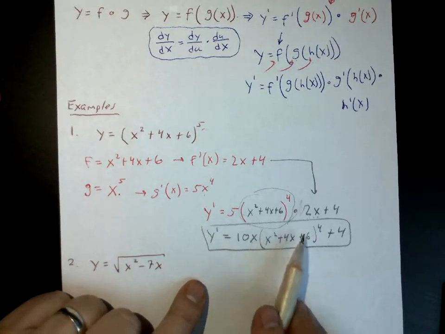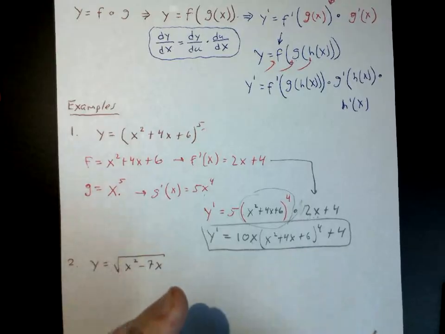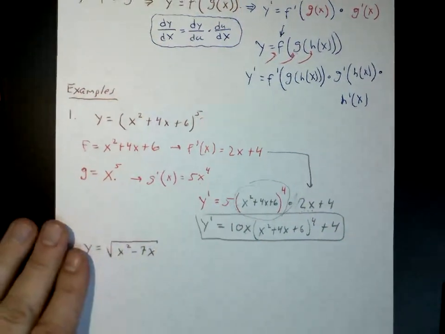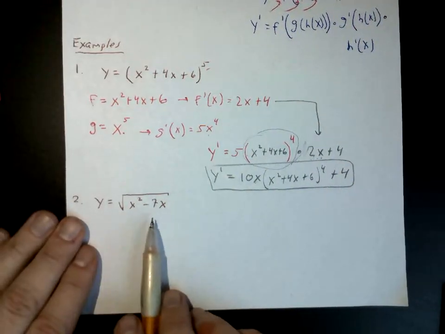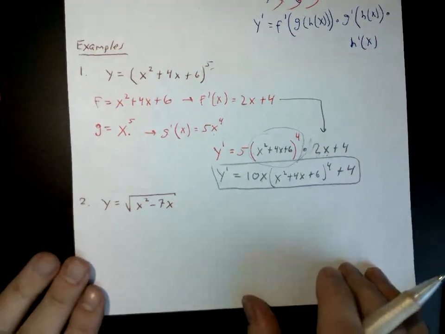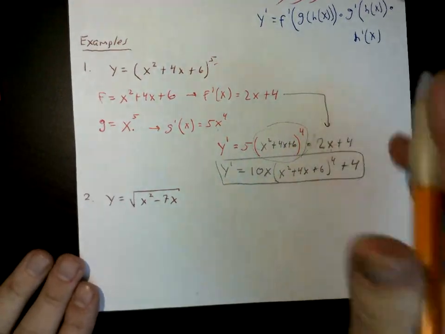Now, what I would do is not go any further than that. I won't expand this out. It's just a waste of time. But as long as you are getting to the derivative, you're fine. Okay, let's try this one now. Looks pretty easy, but I hope that you can see why you have to use the chain rule.